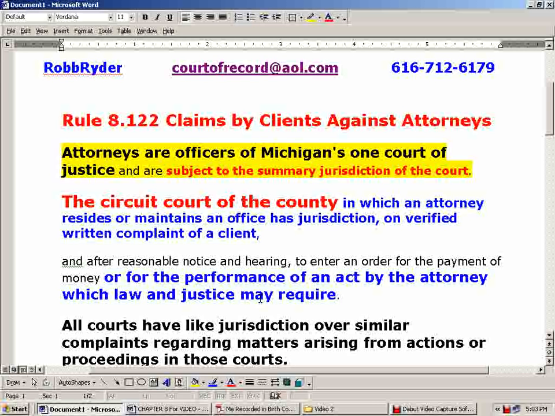Because attorneys are officers of Michigan's one court of justice and are subject to the summary jurisdiction of the court. They're under the one court of justice, right? Attorneys are officers of the court, and they're always considered in court, and they better not bring fraud upon the court. Doesn't matter what they've been doing every day. When you point it out to the right people, things may change.